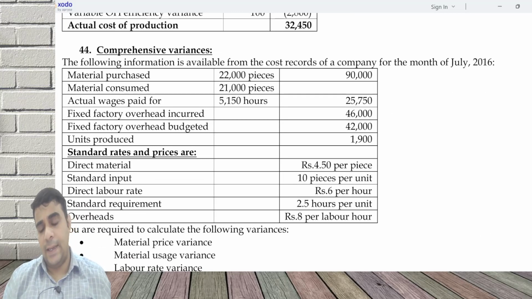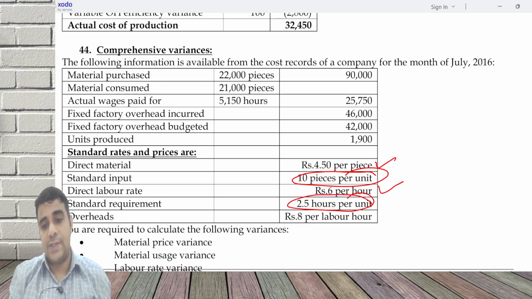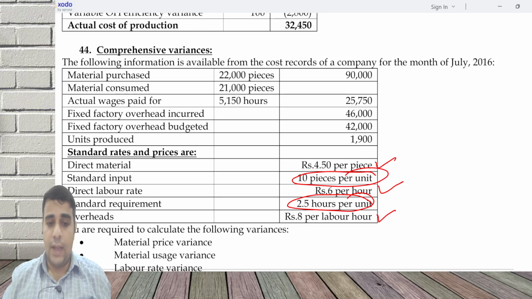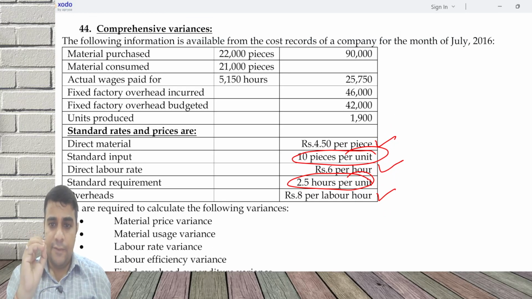Again, focus will be on getting the computation table. Following information is available from the cost records of a company for the month of July 2016. Material purchased, material consumed, actual wages paid, fixed factory overhead incurred, fixed factory overhead budgeted, standard rate and prices, direct material SP is given, input output ratio is given, SR is given, standard hours is given, SR per hour is given. You are required to calculate the following variances: material, labor, fixed overhead.